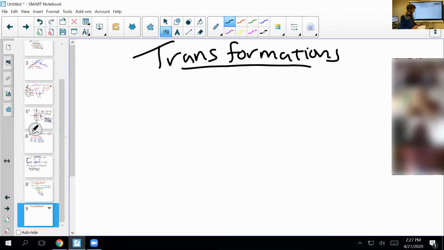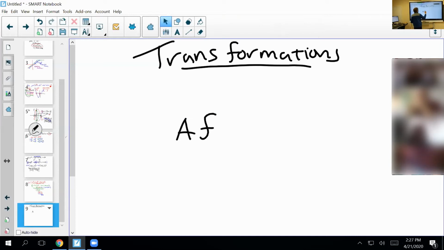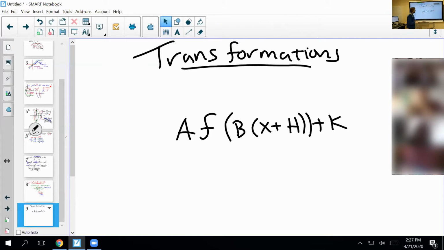Bit as I talk about the transformations for this class. Well, we're looking at basically this formula: A f of B, parenthesis B, parenthesis X plus H, plus K. And these quantities A, B, H, and K, each of these is a different transformation.